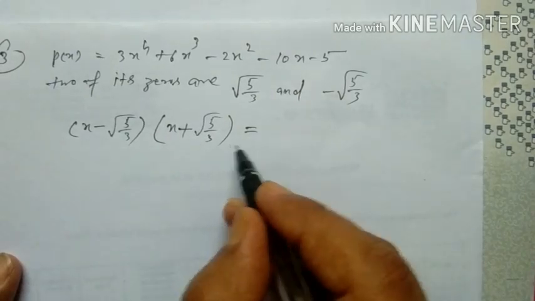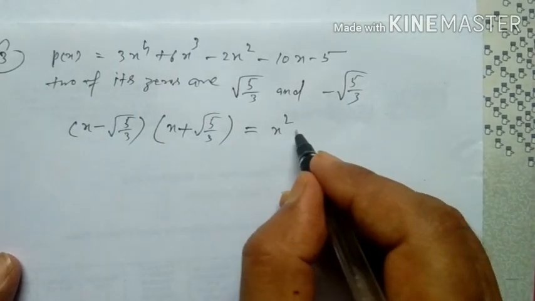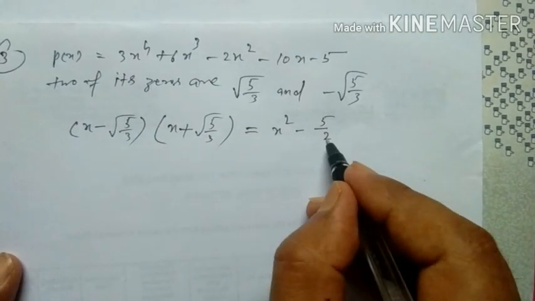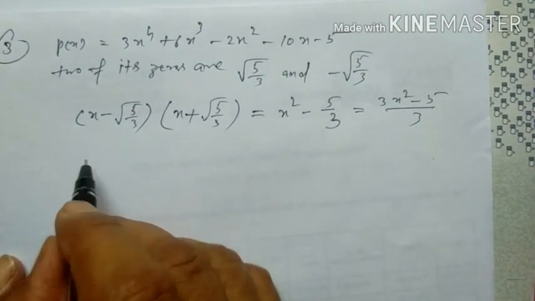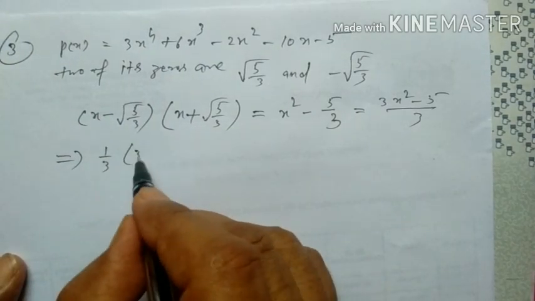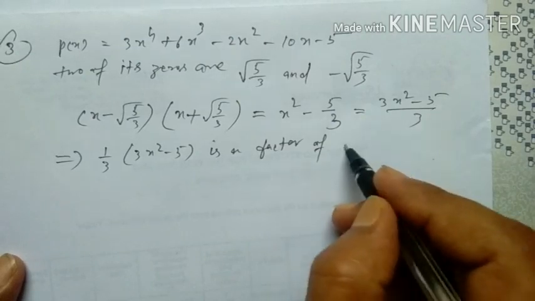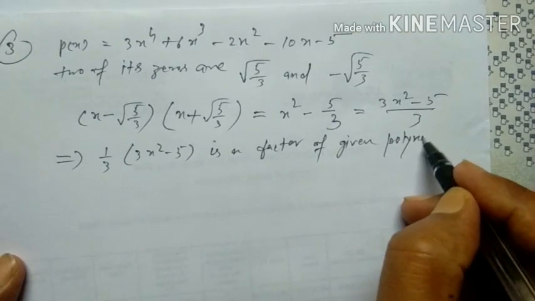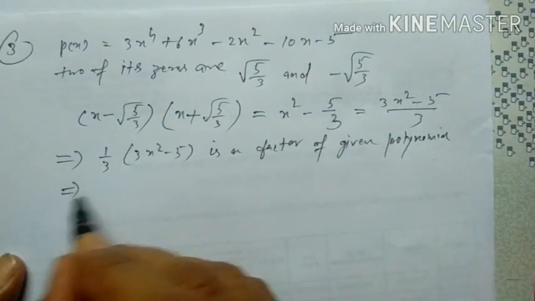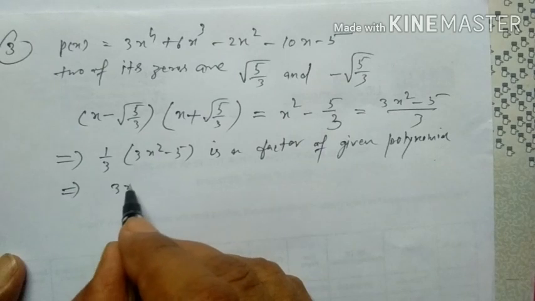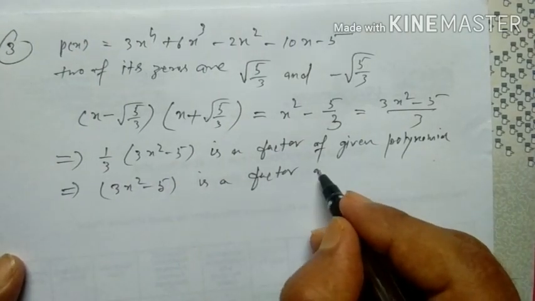When we multiply this, we will get a minus b, plus b, a square minus b square, it becomes x square minus this square, 5 by 3, and this is 3x square minus 5 by 3. It means 1 by 3, 3x square minus 5 is a factor of the given polynomial. This is the factor of this polynomial, or this is constant term, so we can write 3x square minus 5 is a factor of this, also a factor of given polynomial.